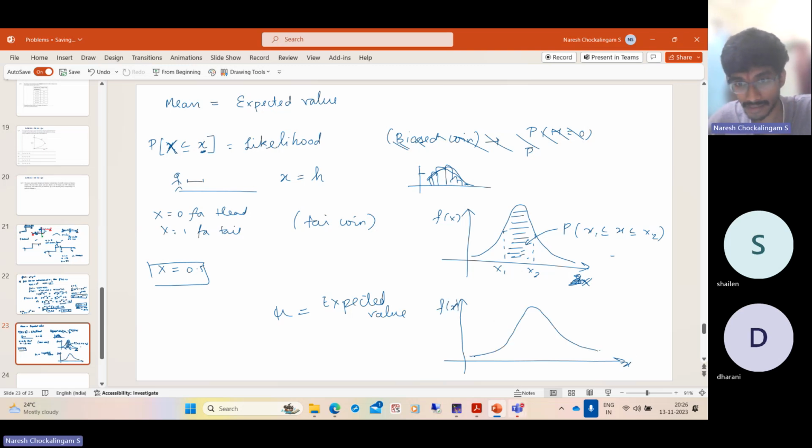You have a distribution like this, and this is the origin. What is the expected value? So you take the moment of this area, the area under the curve. You take a small strip here, whose area is f of x dx, and you multiply by the distance from the origin, so f of x dx into x. Integrate from minus infinity to infinity. That is the moment of the area under the curve.